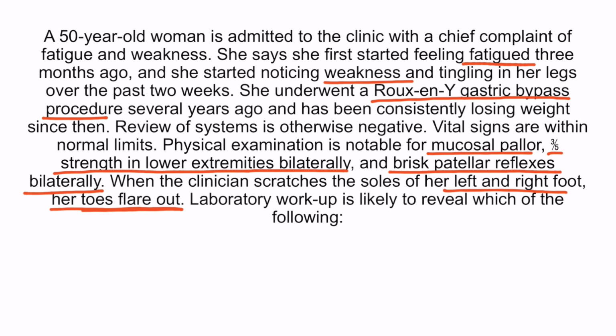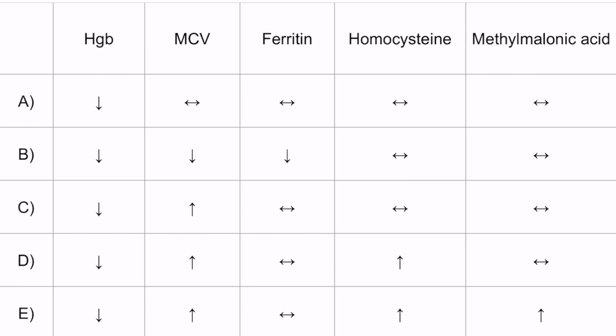As we discussed earlier, a history of gastric bypass in the context of anemia should always prompt suspicion of vitamin B12 deficiency. B12 deficiency is especially likely given that this patient is experiencing neurological symptoms. Hence, when we examine the table on the following slide, we'll be looking for a pattern consistent with vitamin B12 deficiency. Option A presents a laboratory pattern consistent with normocytic anemia.